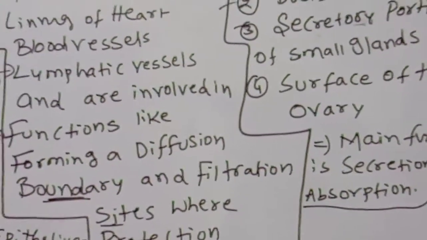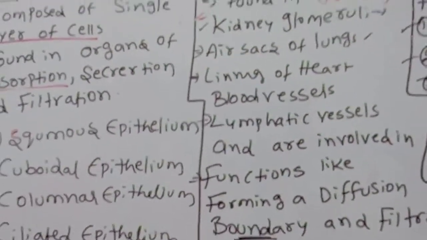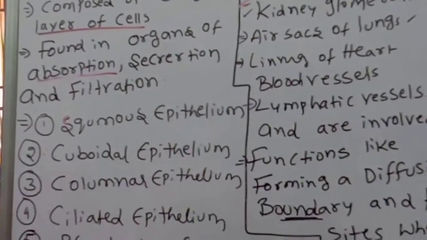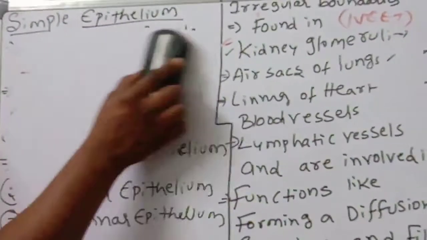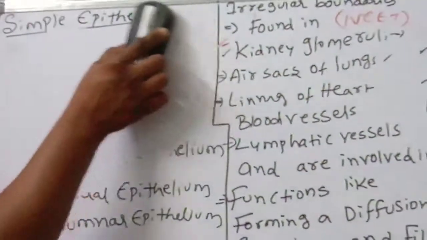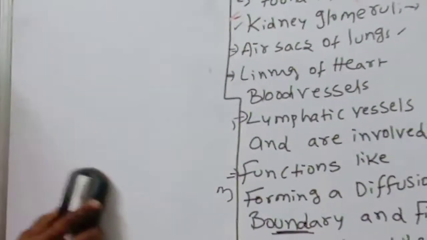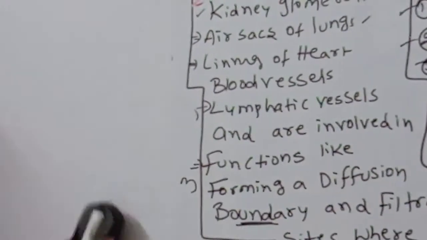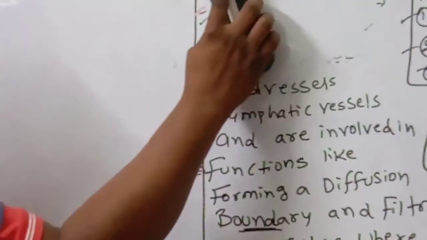Okay, children, like this, the squamous epithelium and the cuboidal epithelium are there. Next, what we are going to discuss is the columnar epithelium. What do you call the next epithelium? Columnar epithelium. The next epithelium is the columnar epithelium. That point you should remember.